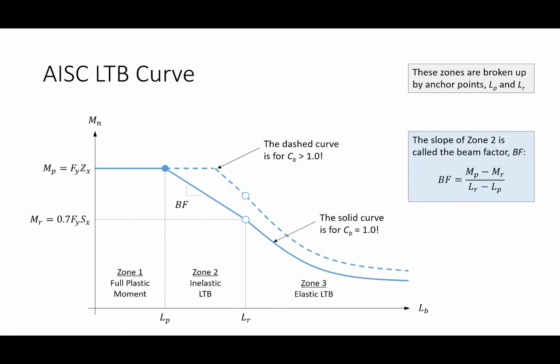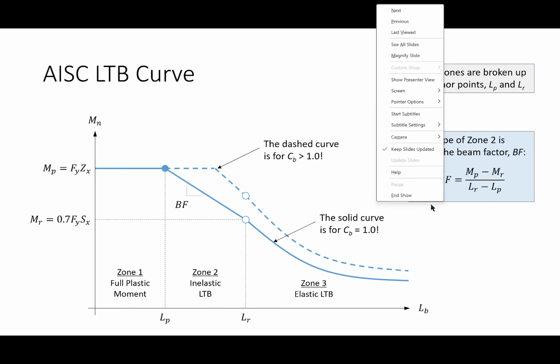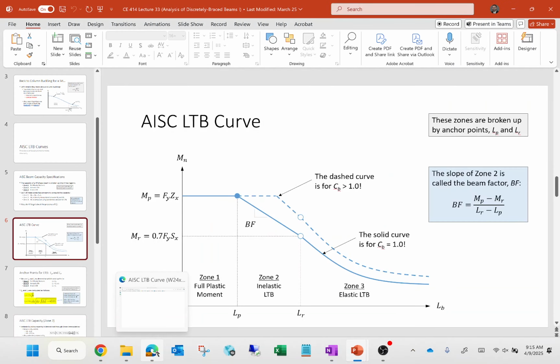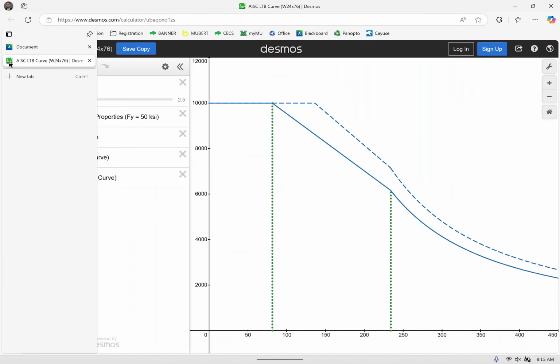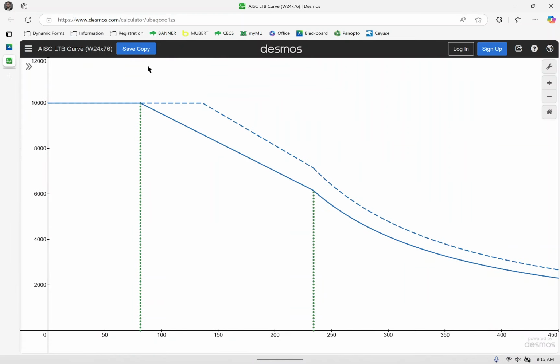Okay, now, like I said, this is the solid curve. I do kind of want to explain this dash curve. So let me kind of show you this. I put a link to this, by the way, on Blackboard. So I have here a Desmos plot. Is everybody here familiar with Desmos? This is a Desmos plot for lateral torsional buckling, and I plotted this for a W24 by 76, okay? So just so you're aware, everything's in inches, right? So this is inches, and this is inch kips, okay? And so you can see I've got this is LP, this is LR, okay?